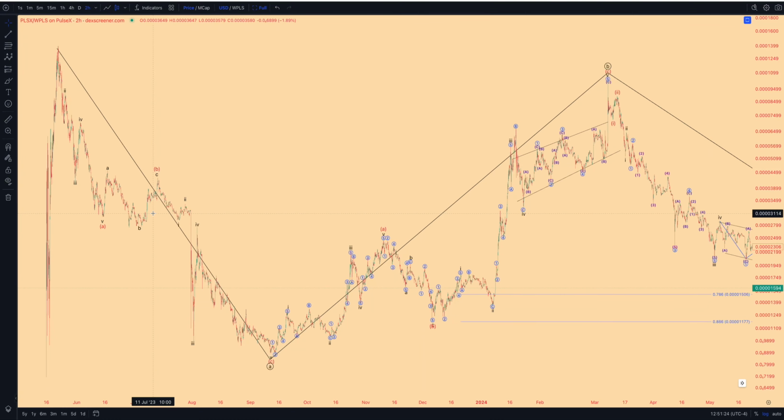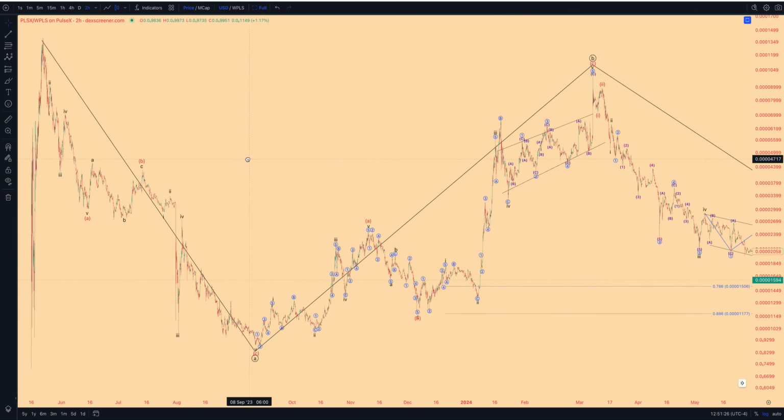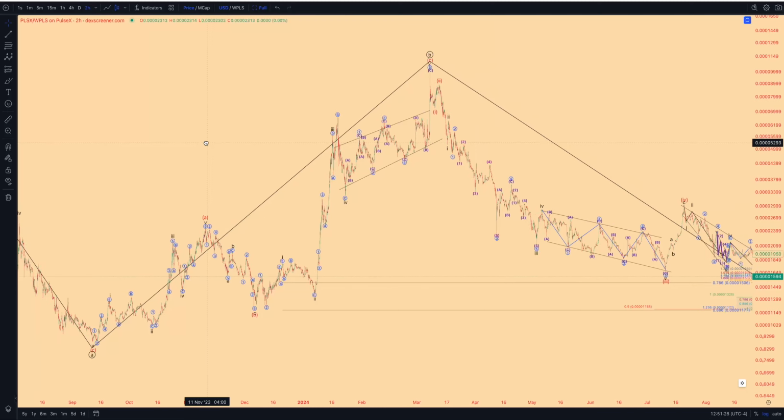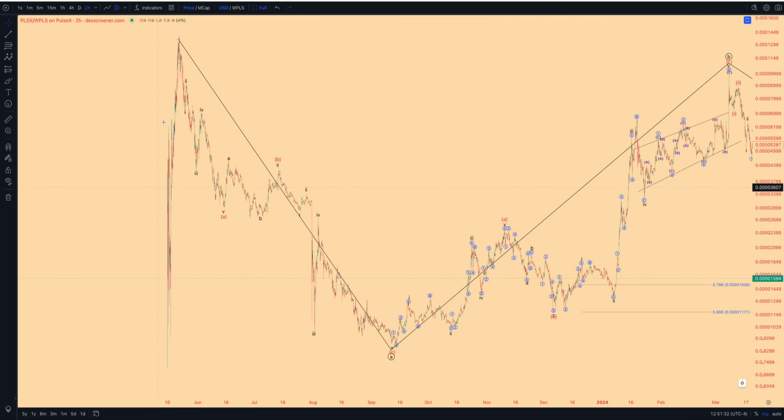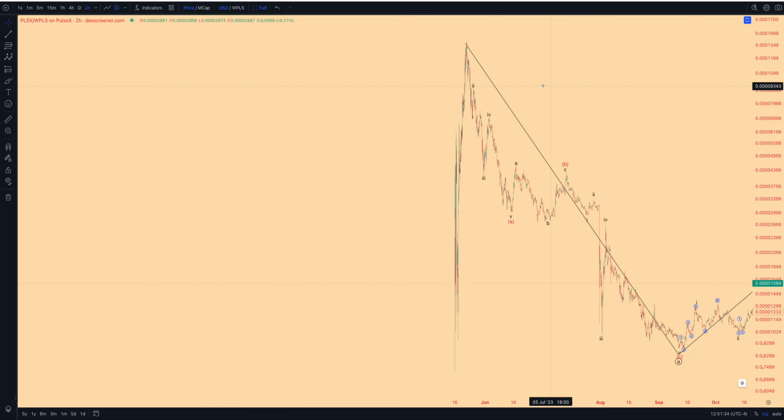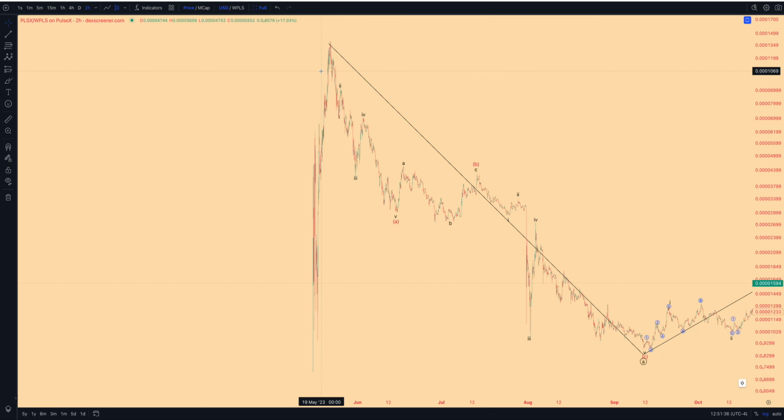We're back for another update. Let's take a look at PulseX over here. And as you guys can see on this chart, every single wave here is mapped out since the beginning of time for PulseX, going all the way back here to May 2023.